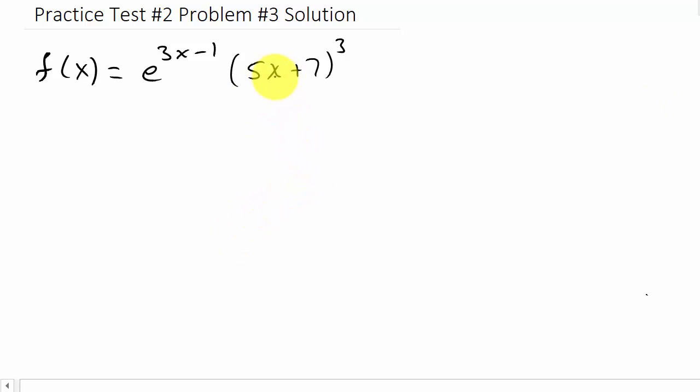Alright, so this will be the solution to problem number 3 for practice test number 2 on derivatives.